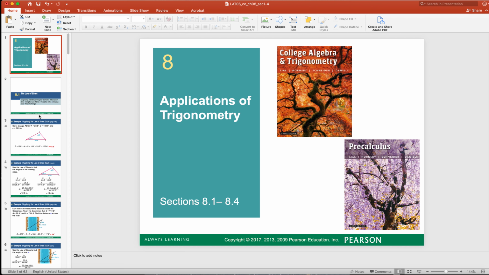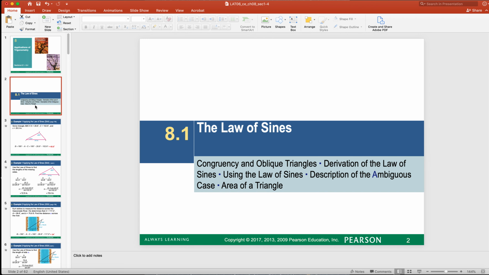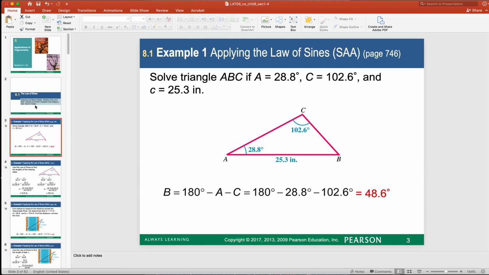So we're going to move on to applications of trigonometry, and the first one being the law of sines. We're going to use the law of sines on non-right triangles. That's a really important distinction. Those are non-right triangles that we're going to be using it on. If we're applying the law of sines, we have to have some information that's very specific.